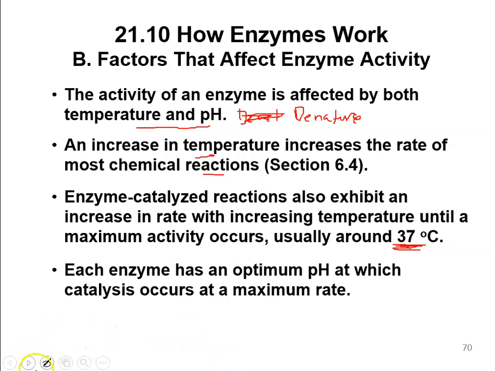Let me do a calculation here real quick. 37 degrees Celsius, just to give you an idea of what that is in Fahrenheit: 37 times 9 divided by 5 plus 32. That was weird. Let's see.